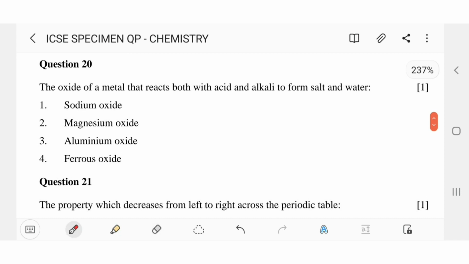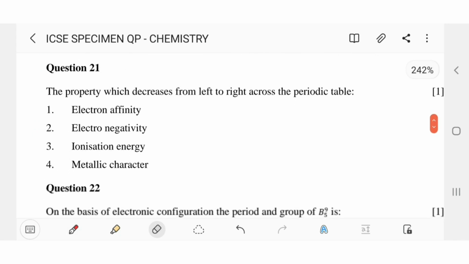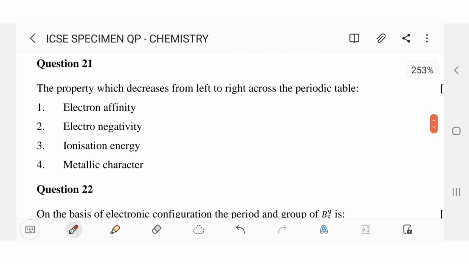Question number 20. The oxide of a metal that reacts both with acid and alkali to form salt and water. This is a very, very important question from the syllabus. And the correct option is what? Aluminium oxide. And can you name the term used for such type of oxides? Yes, it is amphoteric oxides. And what is the other name of aluminium oxide? Alumina.